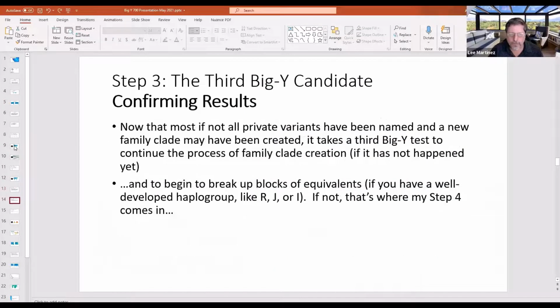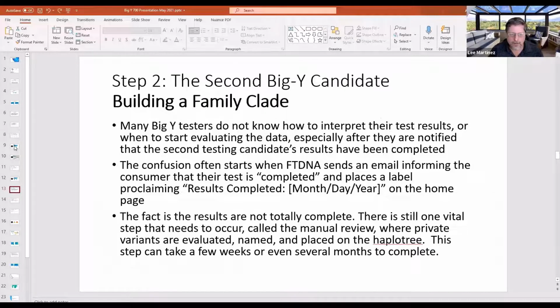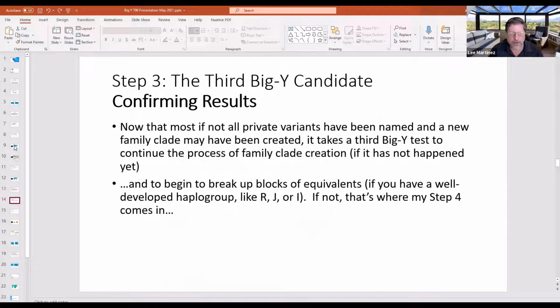All right. Yeah. So I covered all that here. All right. The third step. This is where you want to recruit that 4th cousin.